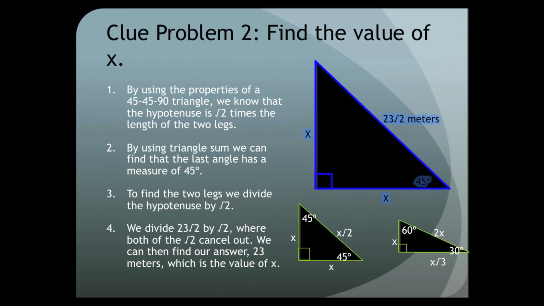By using the properties of a 45-45-90 triangle, we know that the hypotenuse is square root 2 times the length of the two legs. By using triangle sum, we can find that the last angle has a measure of 45 degrees. To find the two legs, we divide the hypotenuse by square root 2. We divide 23 square root 2 by square root 2, where both of these square root 2's cancel each other out. We can then find our answer, 23 meters, which is the value of x.